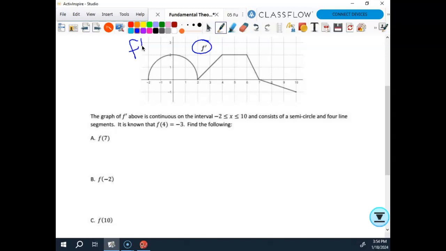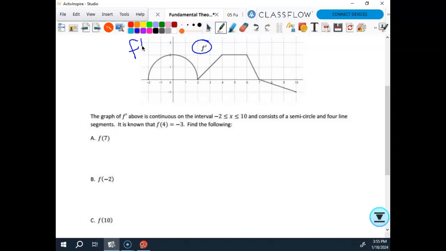So remember, when it tells you it's a semicircle or a quarter circle, that's important, especially if the scale's off and it doesn't look circular. And 4 line segments. It is known that f of 4 equals -3, and we want to find the following. Okay, I want to find f of 7.